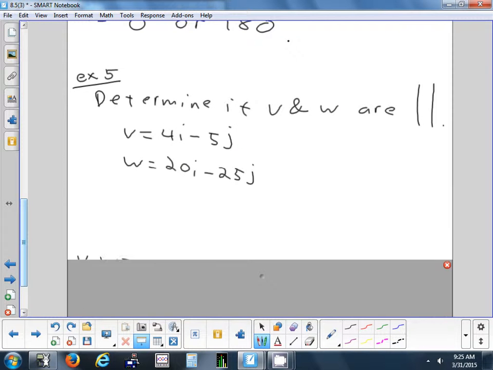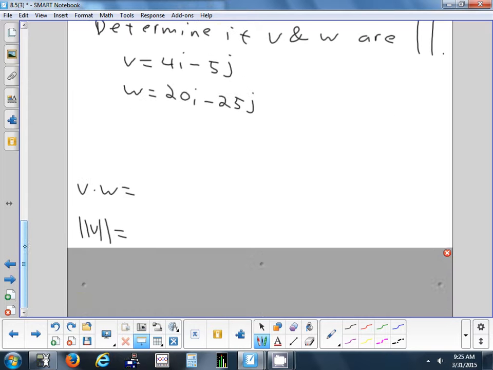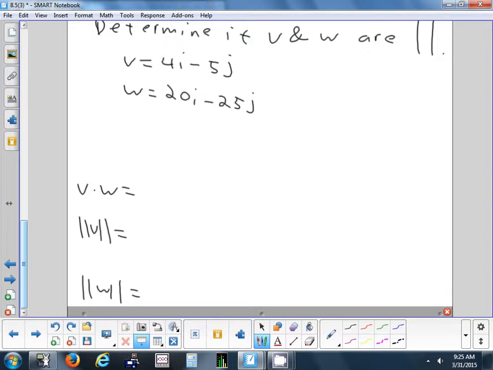All right. So let's determine if those 2 vectors are parallel. Okay, so we're hoping for the dot product to either come out the same as the product of the magnitudes or opposite. One of those 2 things. Okay, Taylor, what would be my dot product? How would I find it?